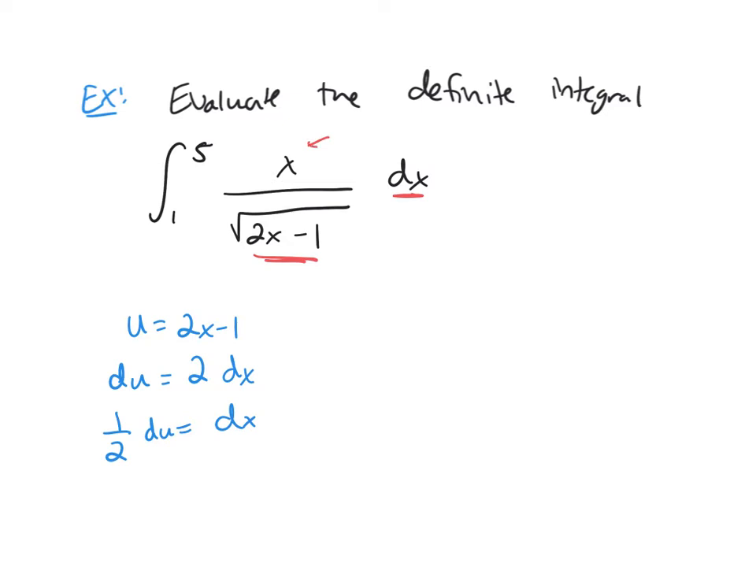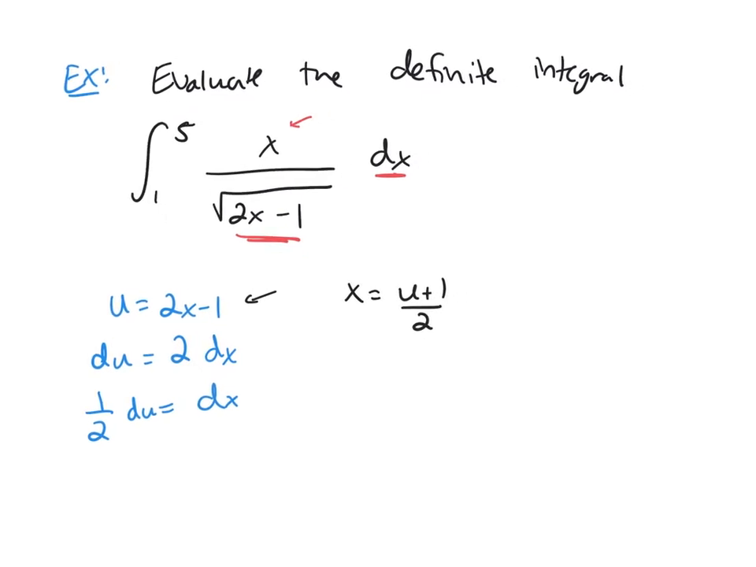So you're going to go to your substitution equation and solve for x. X will be u plus 1 over 2. And the last thing we have to do before we start our work on the problem is we need to change our bounds on our integral.